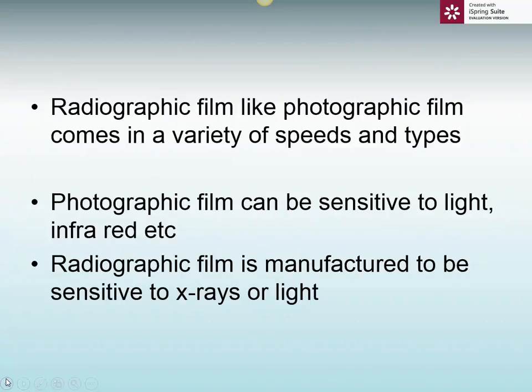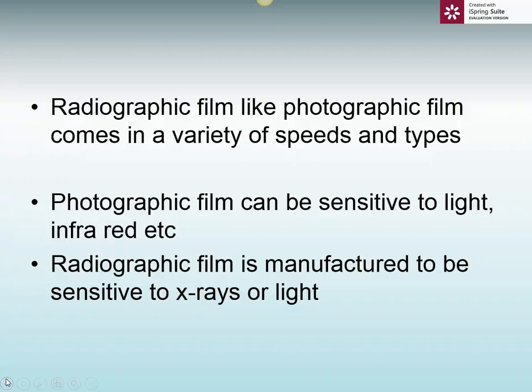Radiographic film is manufactured, put together in a lot of ways, just like photographic film. It is manufactured in a very, very dark environment because you don't want it to expose. It uses a lot of the same materials, silver-based and things like that. It comes in a variety of responsiveness, speeds, and also types.